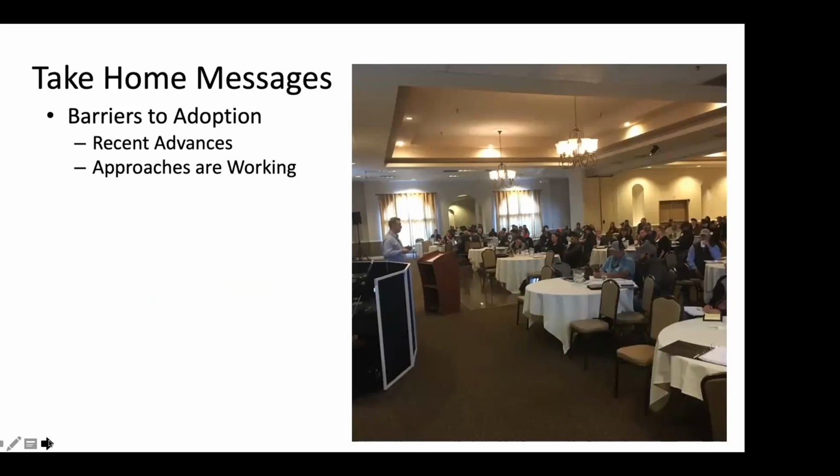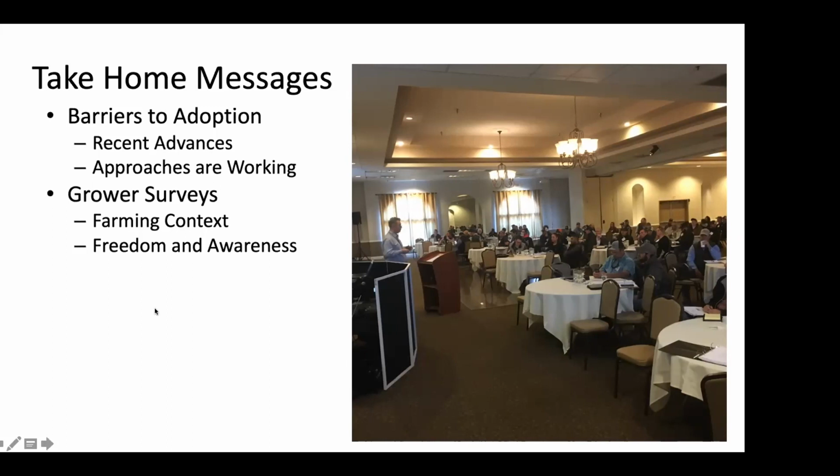So just some quick take-home messages as I wrap up here. Barriers to adoption: we've had some recent advances. We know that a lot of the approaches we're doing are actually working. The research we're doing, the extension models we're following, these seem to be working because we're seeing uptake in a lot of these practices that we'd like to see. But there's definitely still some more work to be done around irrigation, around soil health, and other types of practices. Not to say that they're all perfect for every grower context, but there is certainly opportunity to talk about this more with our growers.